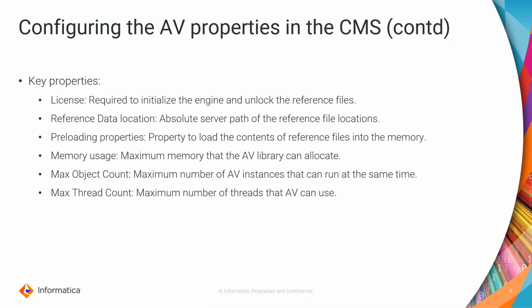The next property is the max object count. This is very important. This property can be used to limit the maximum number of AV instances that can run at the same time. And the last key property is max thread count. This property can be used to limit the maximum number of threads that the AV engine can use. Ideally, the max thread count should be equal to the maximum number of cores in the server, and the value of max object count can be twice or thrice the value of max thread count.